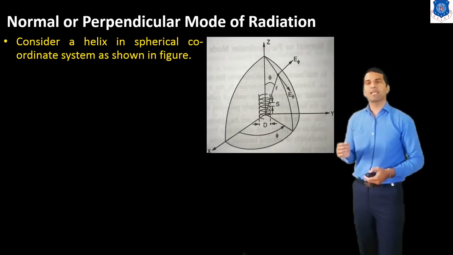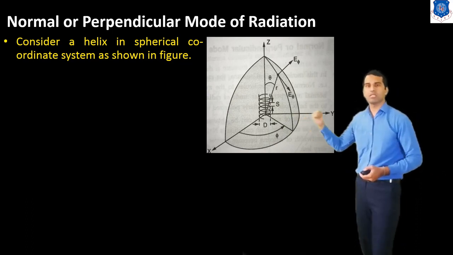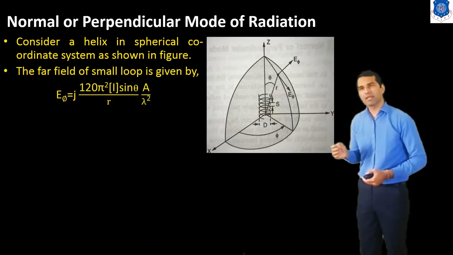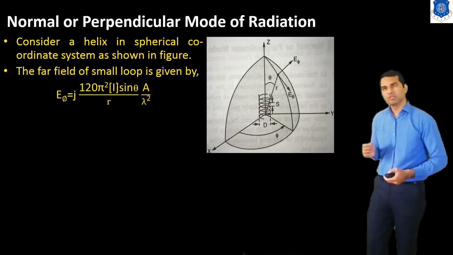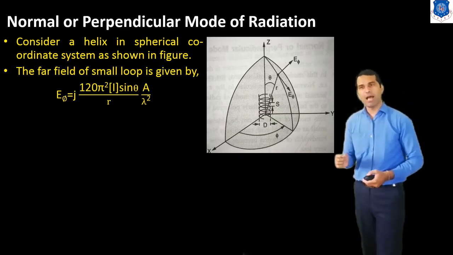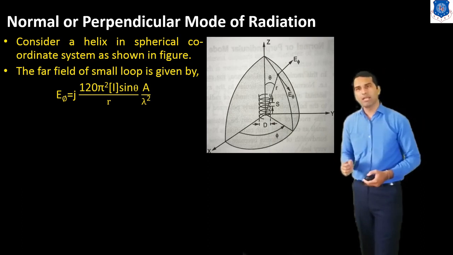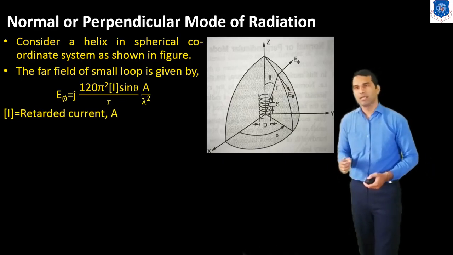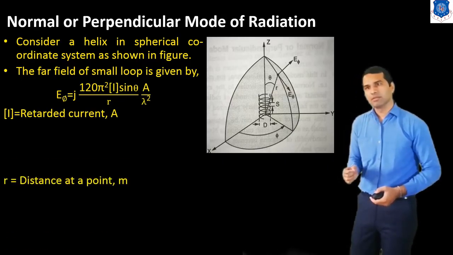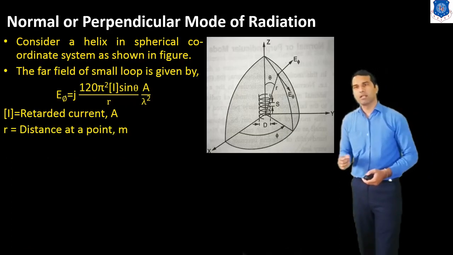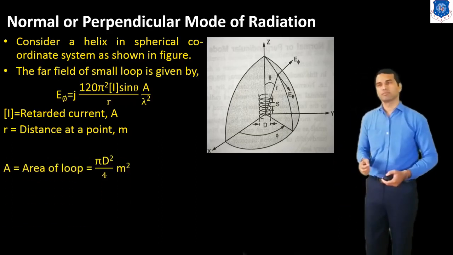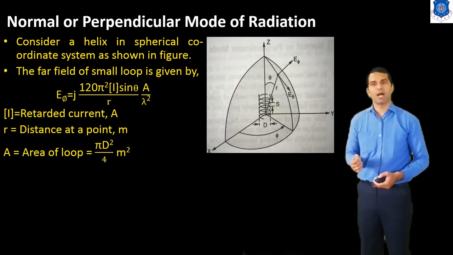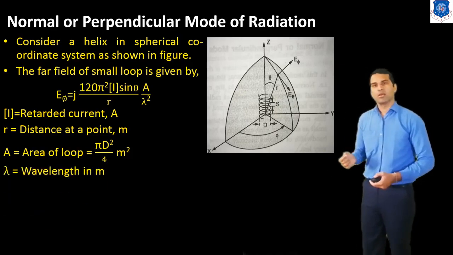Consider a helix in a spherical coordinate system as shown in this figure. The far field of the small loop is given by E phi equals j 120 pi squared I sin theta upon r into A by lambda squared. Here I indicates the retarded current, and small r indicates the distance at a point. A indicates the area of the loop, which we can also denote as pi d squared by 4. Lambda is the wavelength.